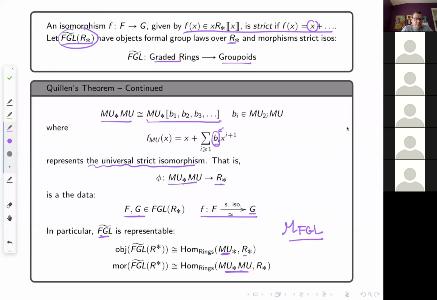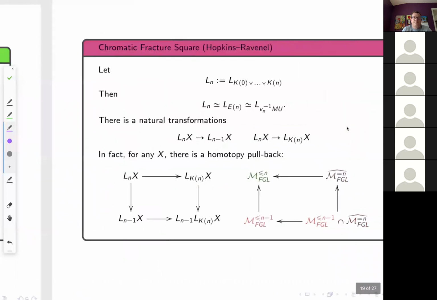I will draw some pictures for the stack. You don't have to be comfortable with stacks to be with me for the rest of the semester, the two courses, but it encodes all of that. The objects are these formal group laws, and the stackiness is these strict isomorphisms. Okay, so I'm going to stop here and say thank you.